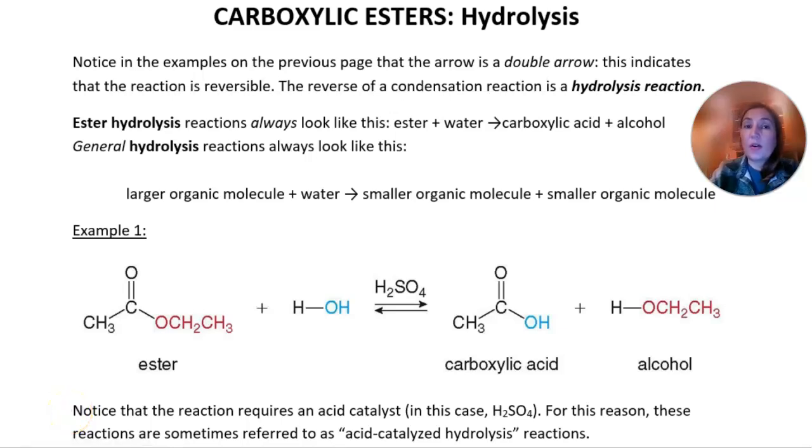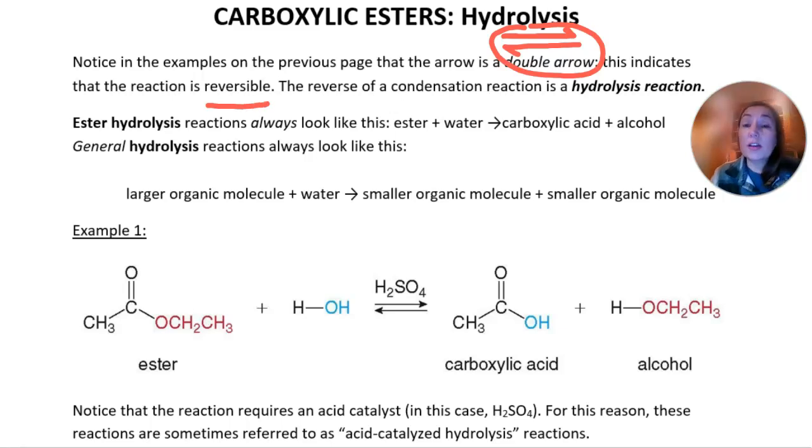Okay, this video is about hydrolysis, about carboxylic ester hydrolysis. If we notice in the examples we did before in Fischer esterification on our previous slides and pages, the arrow was a double arrow. This real equilibrium arrow, with a fishhook to the right and a fishhook to the left, indicates that the reaction is reversible.